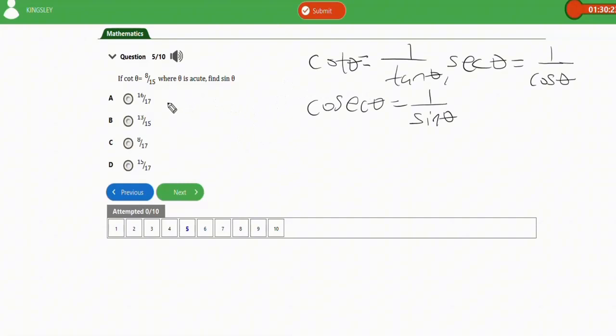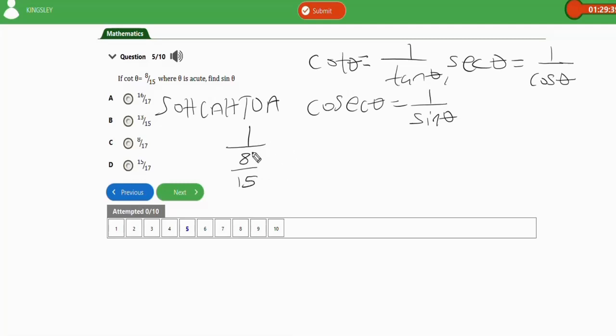Remember your SOHCAHTOA. This acronym is very important under trigonometry. So our tan theta will be opposite over adjacent. So in this question, our opposite is 8 and our adjacent is 15. So this is something as 1 over tan theta, which is 8 over 15.